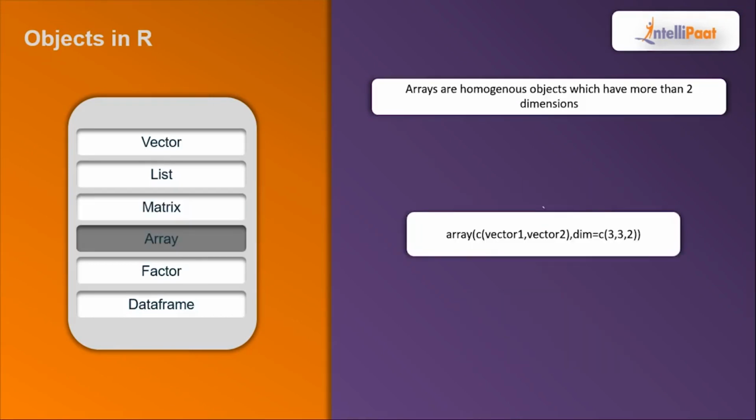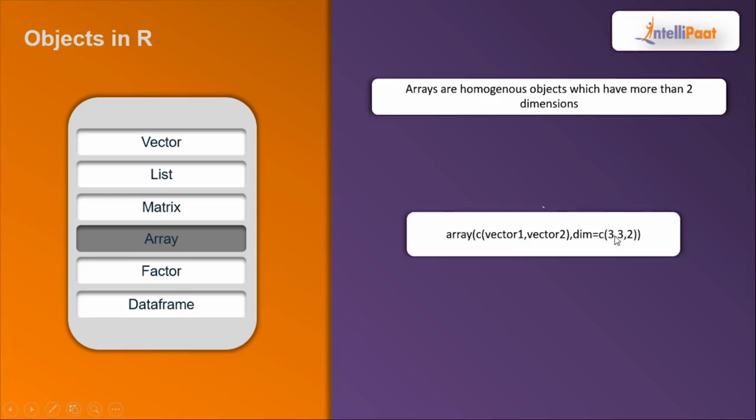Next, we have an array. So arrays are basically just an extension to a matrix. So matrix was a two-dimensional object. Since arrays are an extension to matrix, they have more than 2 dimensions. And the elements which are stored in an array are all homogeneous. So this is the syntax to create an array.